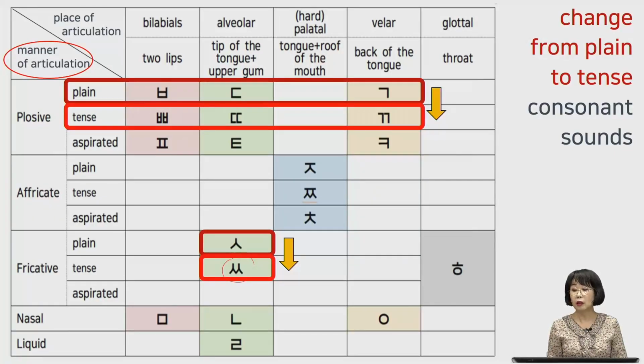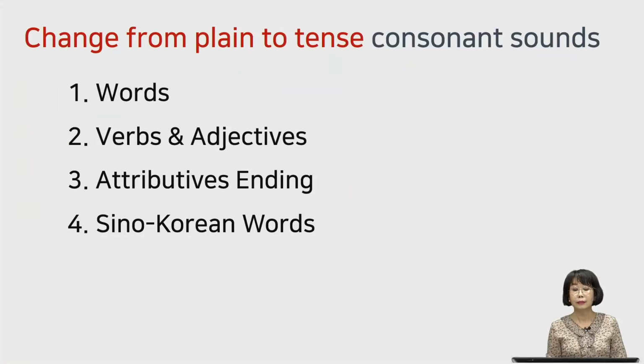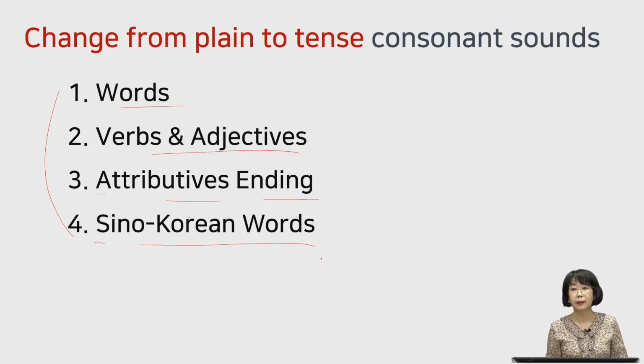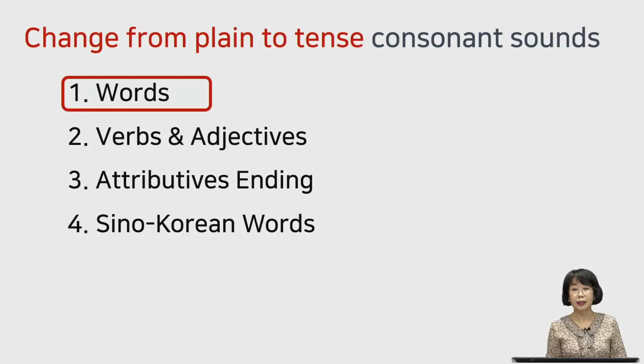So now we are talking about change from plain to tense consonant sounds. It has four categories: words, verbs and adjectives, attributive ending, Sino-Korean words. Let's check one by one. Words.